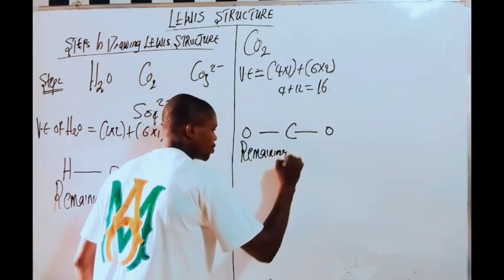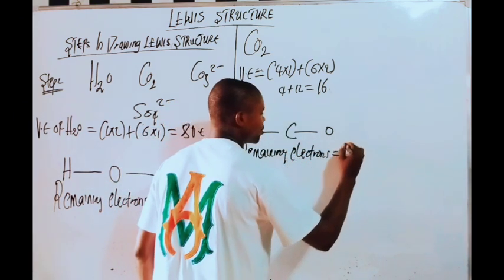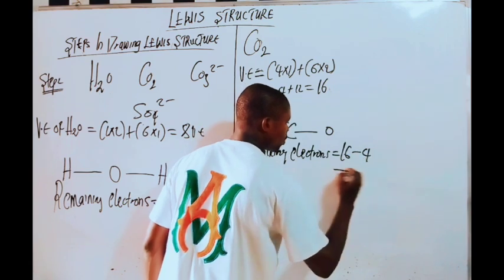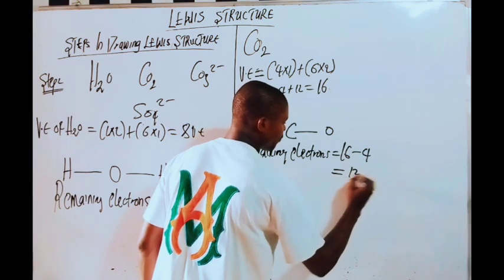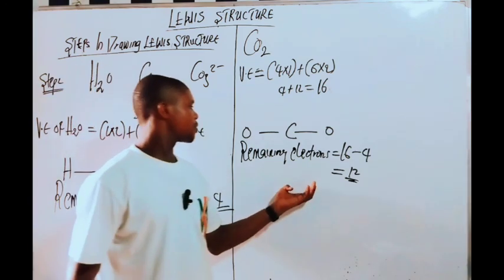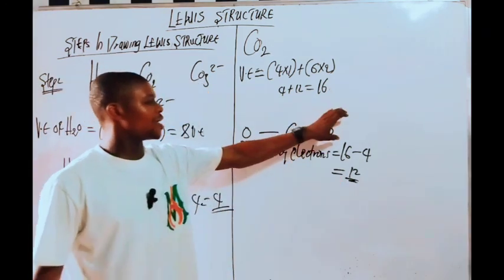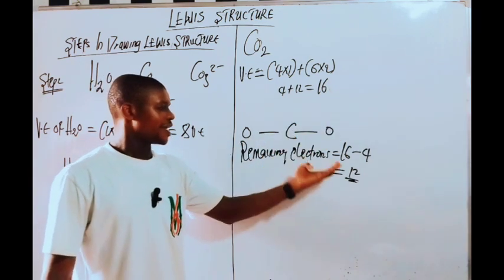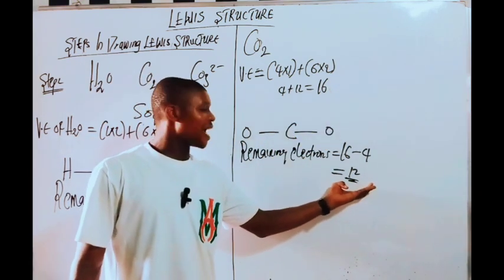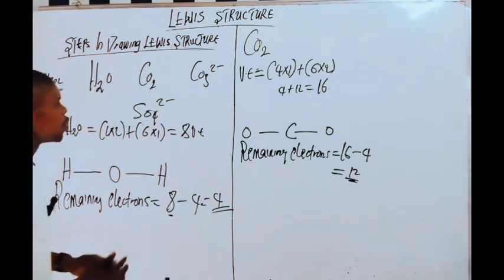My remaining electrons here are going to be 16 minus 4, which is 12. So after drawing the skeleton here, the number of electrons I have left is 12. Do you understand? So we are seeing Step 2.